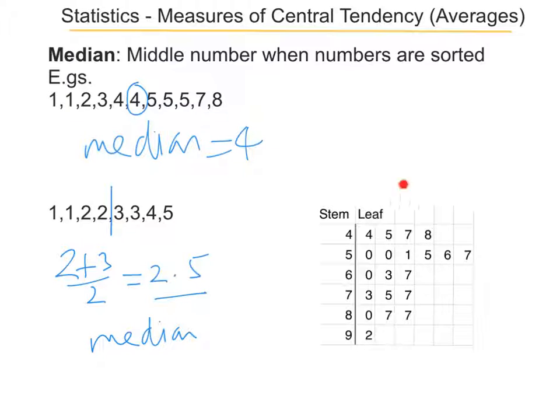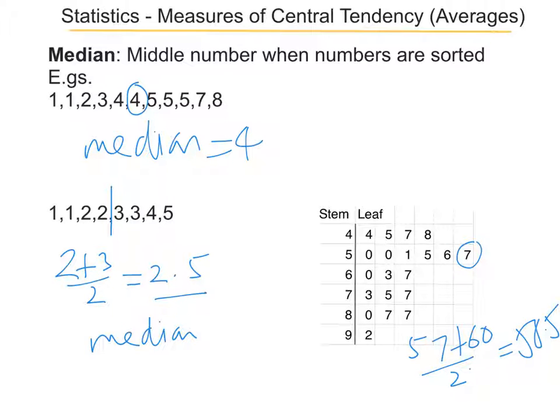With a stem and leaf plot like this one over here, the numbers are actually sorted already. So I just need to do the same thing. 1, 2, 3, 4, 5, 6, 7, 8, 9, 10, 11, 12, 13, 14, 15, 16, 17, 18, 19, 20 numbers. 1, 2, 3, 4, 5, 6, 7, 8, 9, 10. So the 10th number is 57. And the 11th number is 60. So if I add those two together and divide by 2, I get 58.5. So that's the median for that stem and leaf.